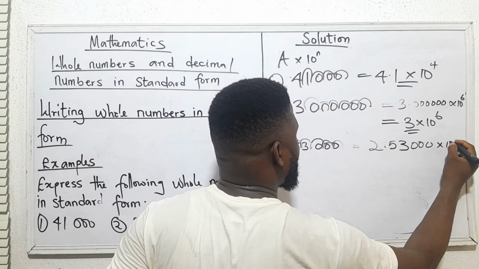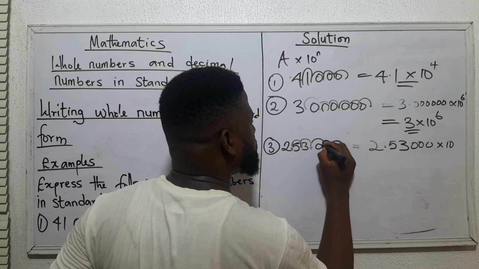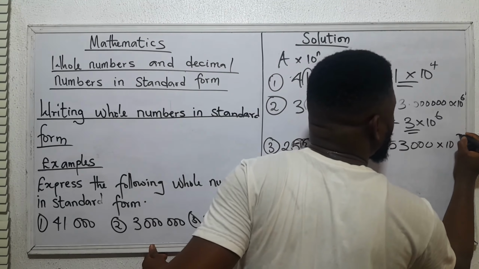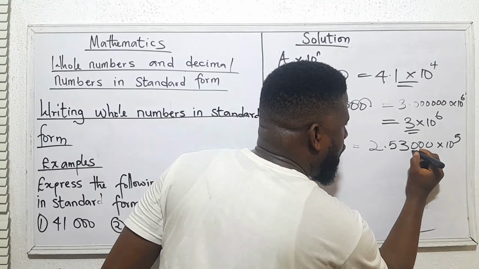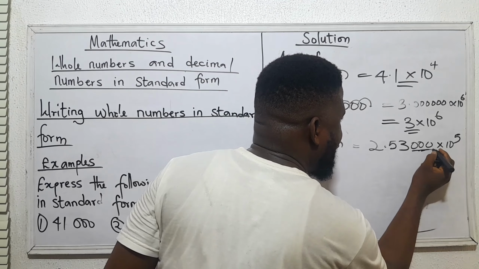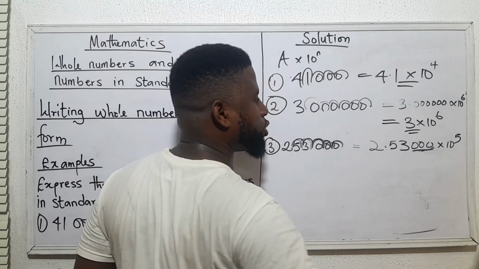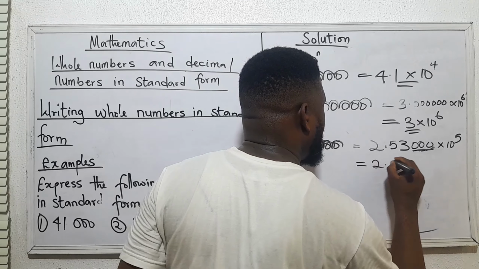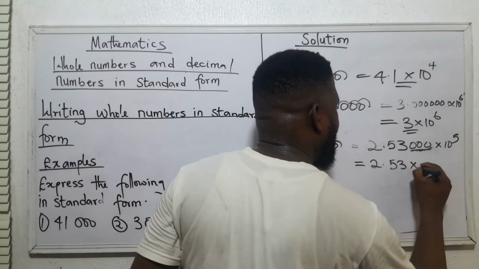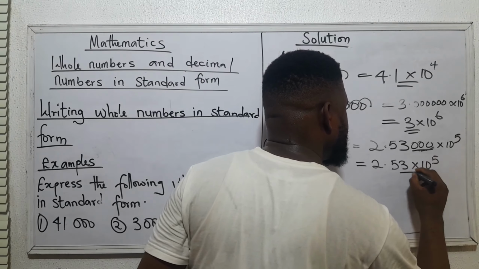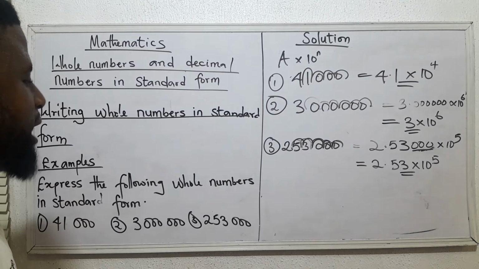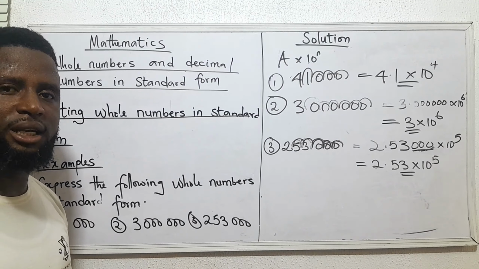2.53000 times 10. How many times did we go? 1, 2, 3, 4, 5. We have 5. However, all the zeros at the end of a decimal number are inconsequential. This gives us 2.53 times 10 raised to power 5. And this is how to write all numbers in standard form.